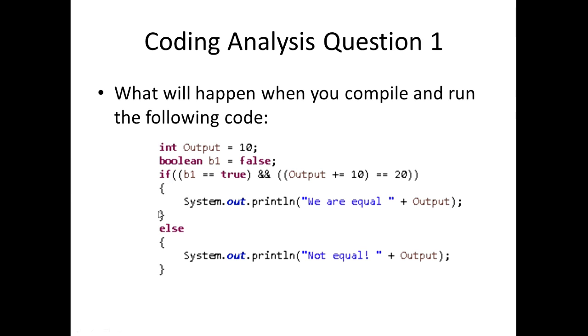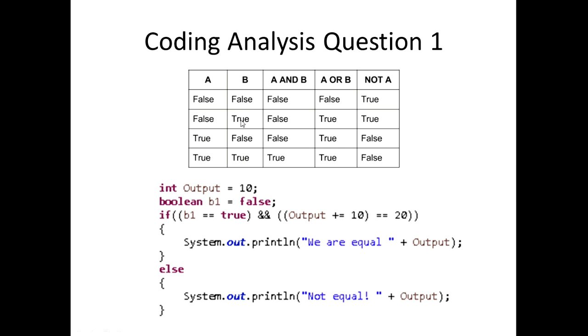So what's going to happen is that we're going to bypass this if conditional and make our way down here, and this is what will be printed out. As you can see here, the answer is not equal 10. Not equal, and then the output, which we know is 10, is going to be printed out. Now, another thing pertaining to question number 1 I wanted to talk about is this thing called a truth table.